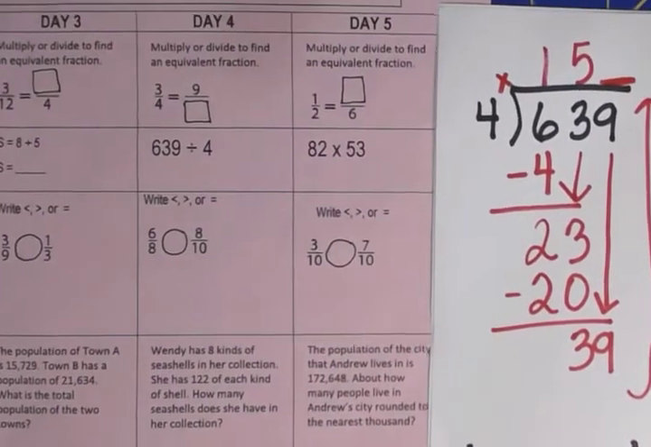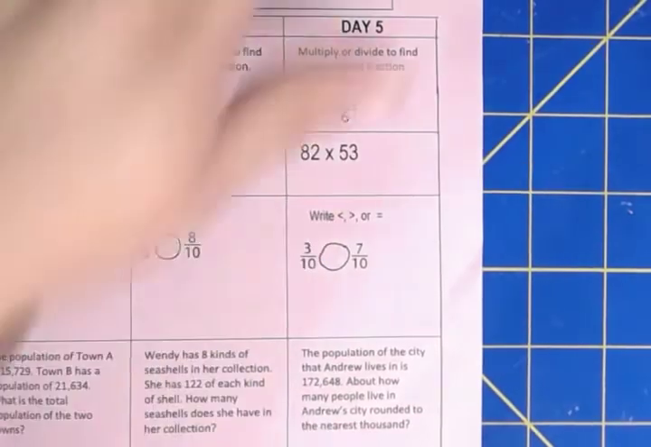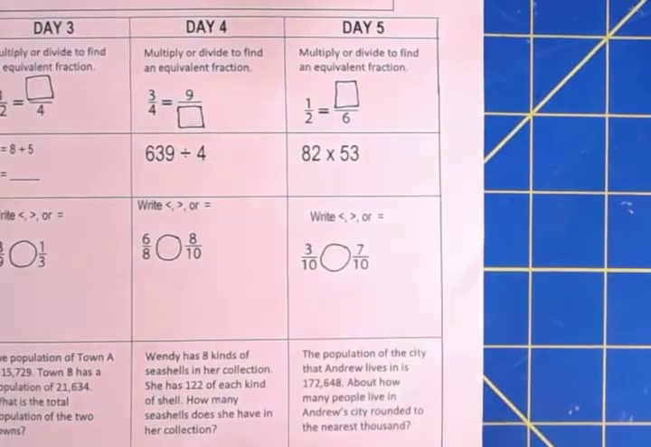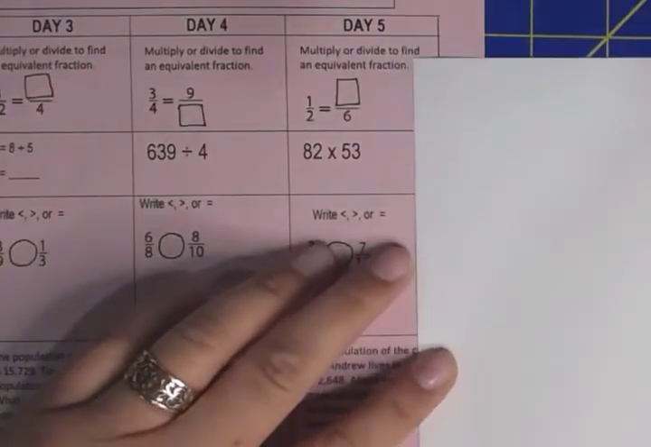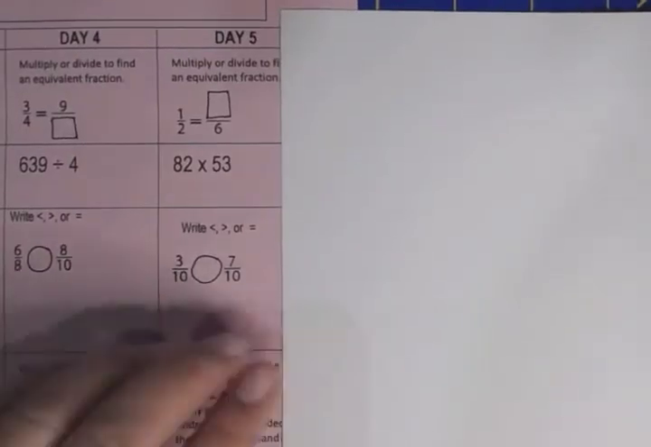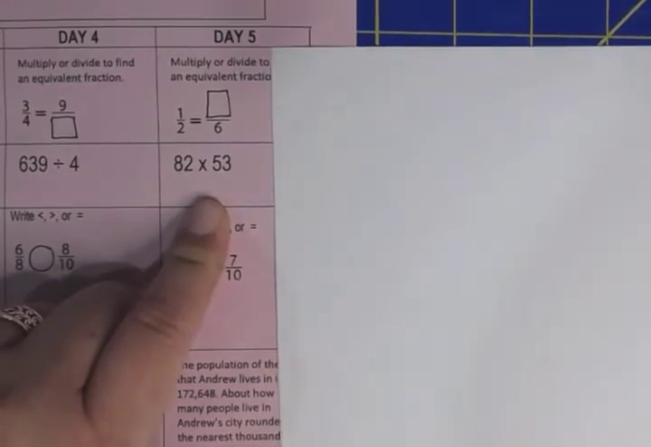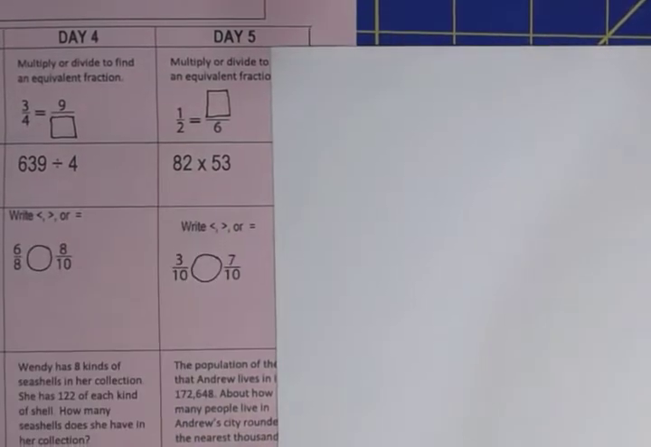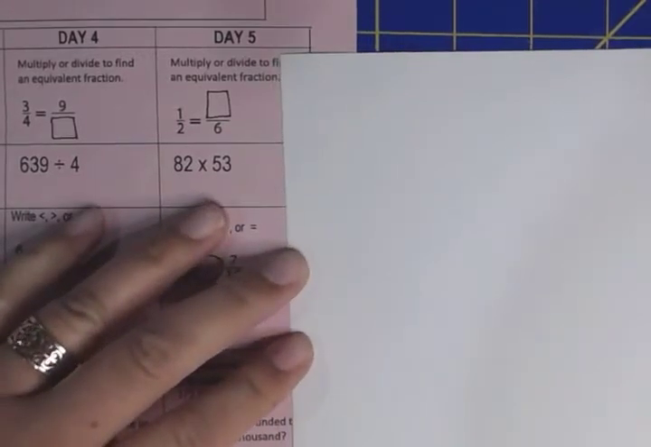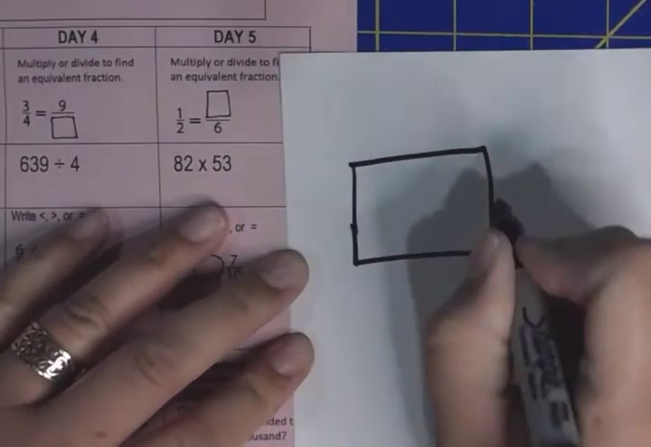Looking at day 5, 82 times 53. Scoot the paper over a little bit, right here. 82 times 53. Couple ways you can do this, but we're going to go ahead and do a little grid right here.